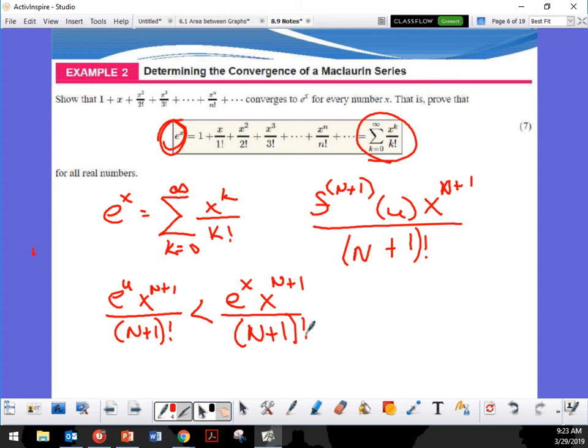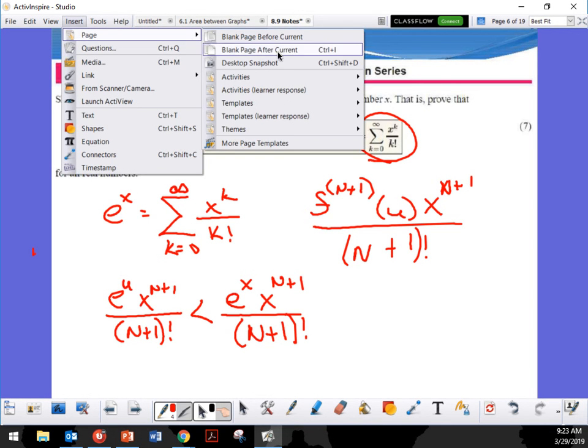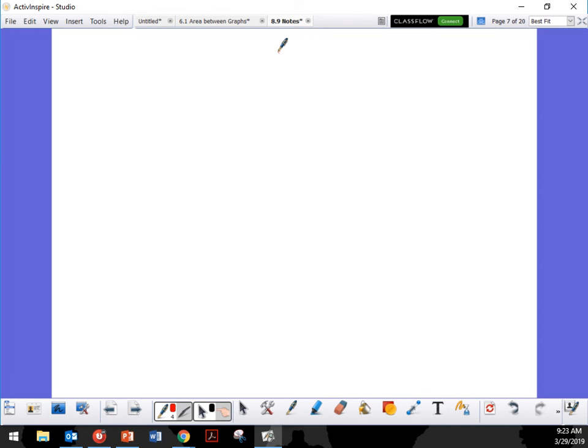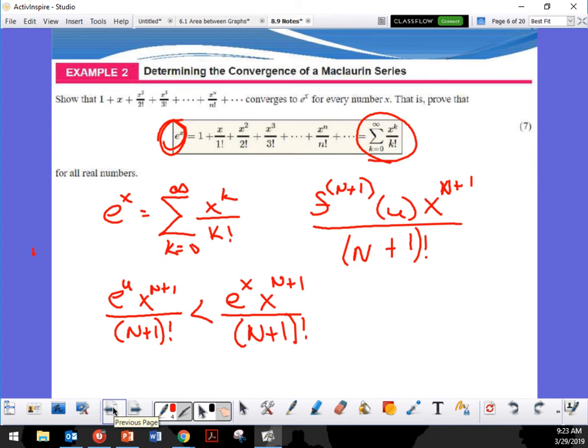Okay. So I'm going to go to another page, and I'm going to do this. Which test do I want? What test do I want to do for that? Ratio test, right? Okay. So I'm doing a ratio test on that.